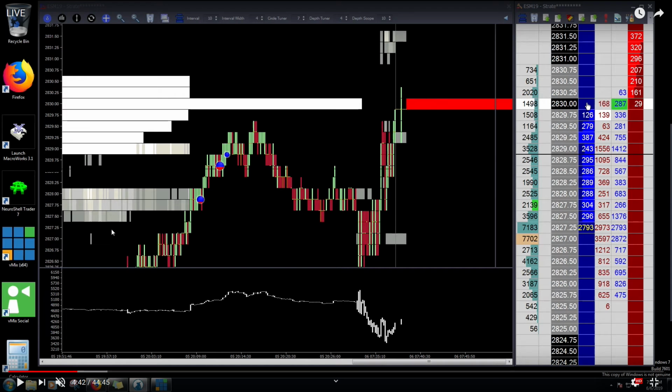I started recording right at the open, and in fact I just pulled up my software, my depth of market software, literally right at the opening. So what happens is it doesn't record these historical charts with the heat map until you actually have it open. So don't worry about all this back here.